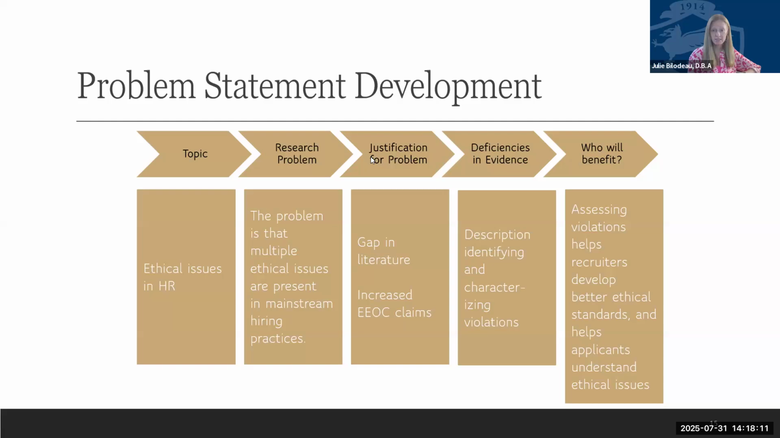And then deficiencies in the evidence. So description: identifying and characterizing the violation. So now what exactly are we talking about, right? What ethical concerns, and what is out there to support this, and what is out there that maybe doesn't exactly show that this is happening? And you can't really solve for a negative, right? But how do we show that gap?